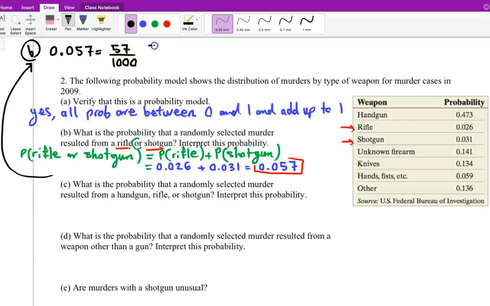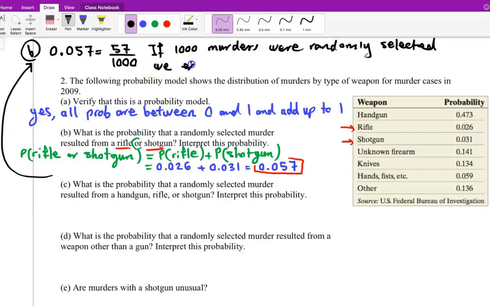What that means, if 1,000 murders were randomly selected, we expect 57 to be committed by rifle or shotgun, because here we have 57 on top.